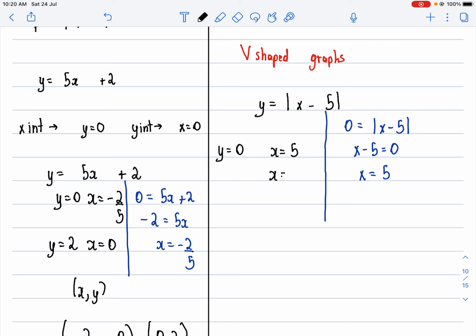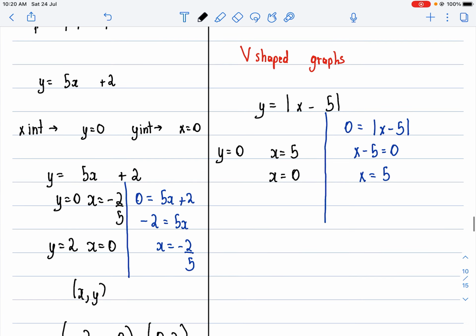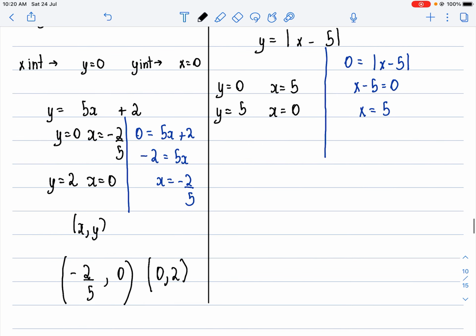Now take your x as 0. When you take your x as 0, you get y equals 0 minus 5 mod, and the mod of minus 5 is simply 5. So I get my y also as 5. Now I know it's x comma y, so I can write this as 5 comma 0 and 0 comma 5. These are the basic coordinates. Understood the intercept concept and how to get the two coordinates?